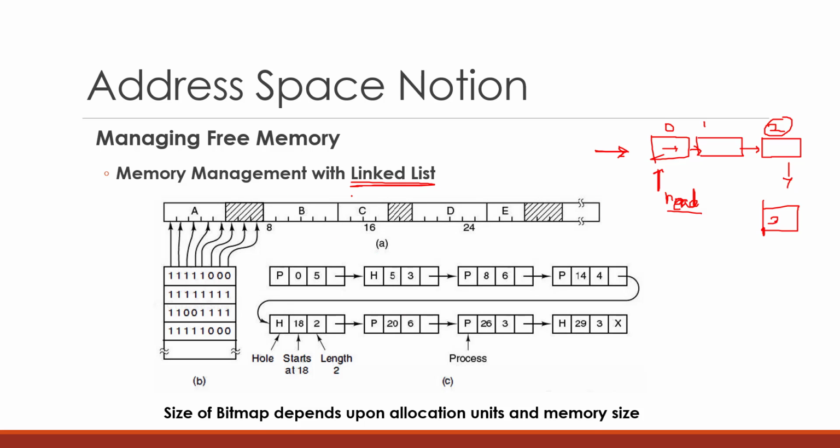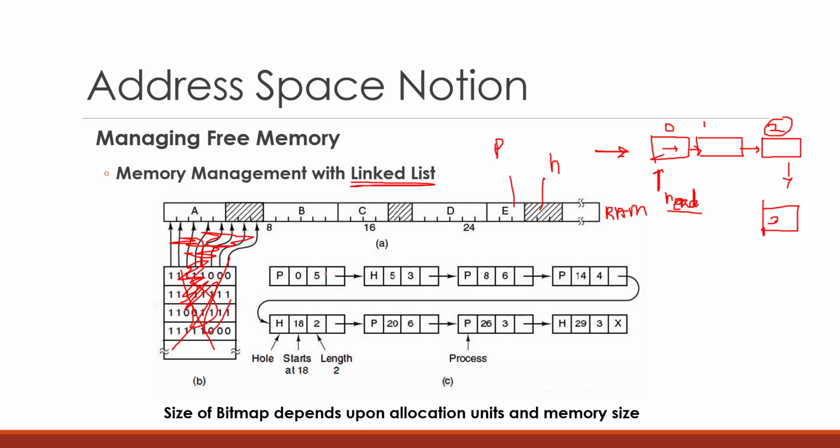Now it's the same example. Forget about this for now; this is for the bitmap. Let's assume the same example. This is our RAM, our main memory, where these are holes H and these are processes. We are not talking about the bitmap anymore, we are talking about the linked list. So how does a linked list manage that?